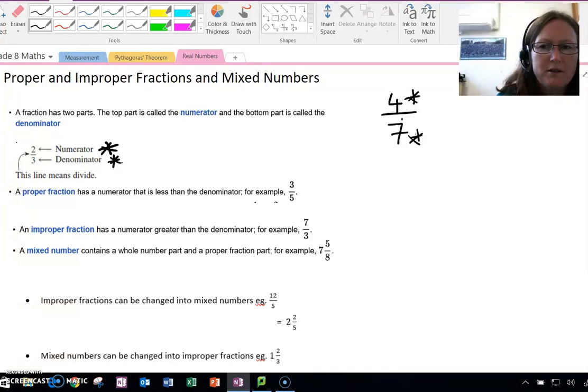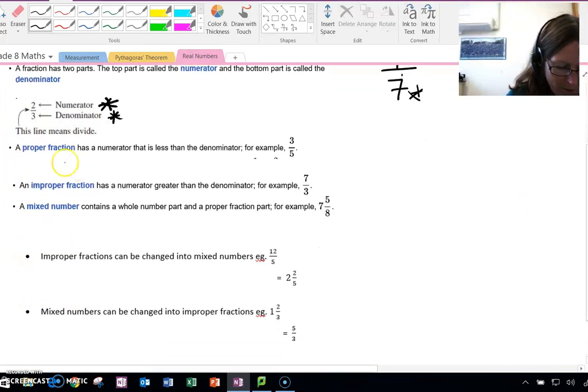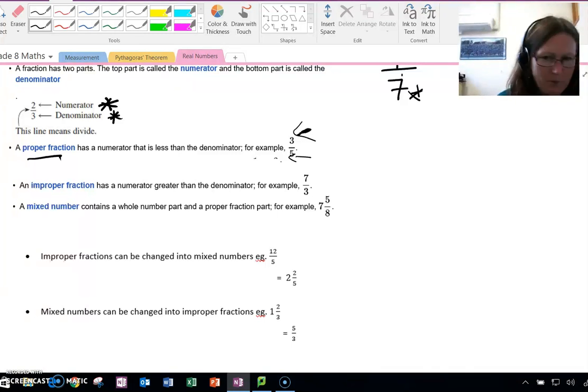Okay, we have proper fractions, improper fractions, and mixed numbers. With a proper fraction, the numerator, which is the top part, is always smaller than the denominator, which is the bottom part. So for proper fractions, the number on top is smaller than the number on the bottom.